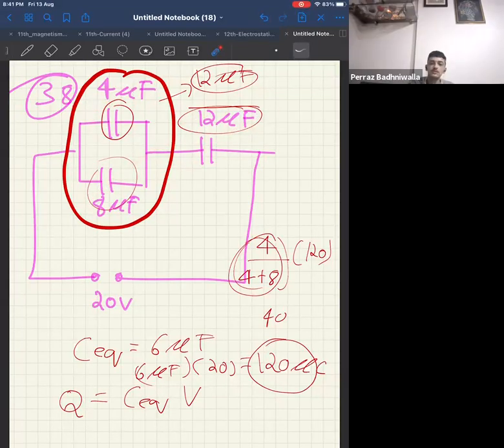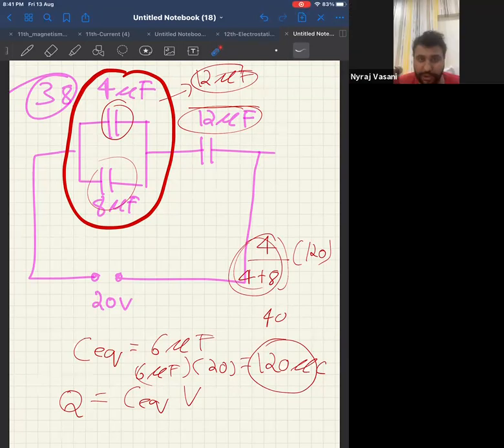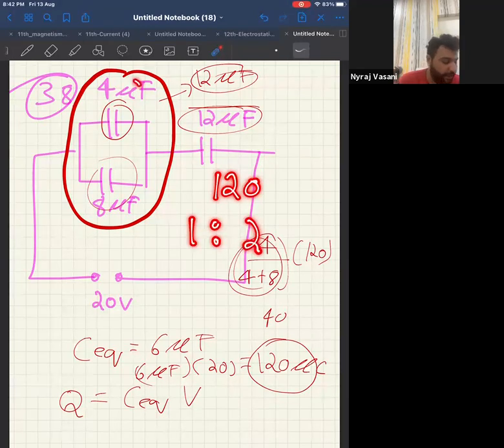I'll tell you, always when they give you this logic of circuit, they will give you capacitors in parallel always in the ratio 1:2, 1:3, 1:4, so that the total voltage or the total charge can be split that way. So if I want to divide 120, listen to me once more. Why in the ratio 1:2? Because the capacitances are in the ratio 1:2.